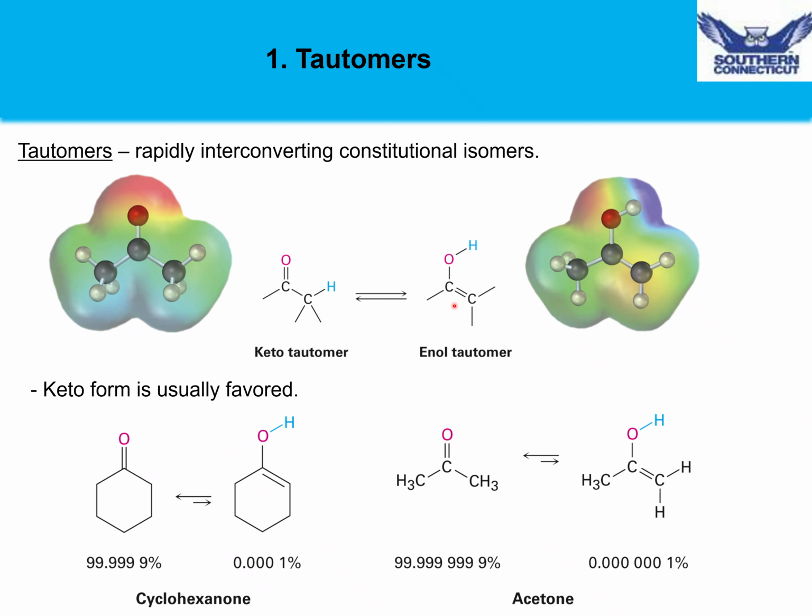If we count the number of atoms and the types of atoms in each of these two tautomers, we'll find that they're constitutional isomers of each other. And what makes them different from other constitutional isomers is that these two are rapidly interconverting. In general, the keto form for most carbonyl compounds will be favored. As an example, for cyclohexanone, close to 100% of all molecules will be found in the keto form, and for acetone, even more so.